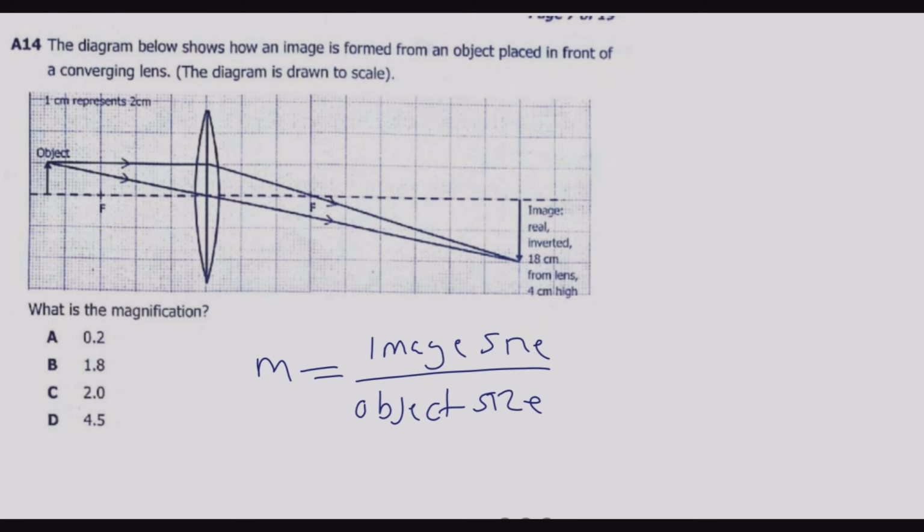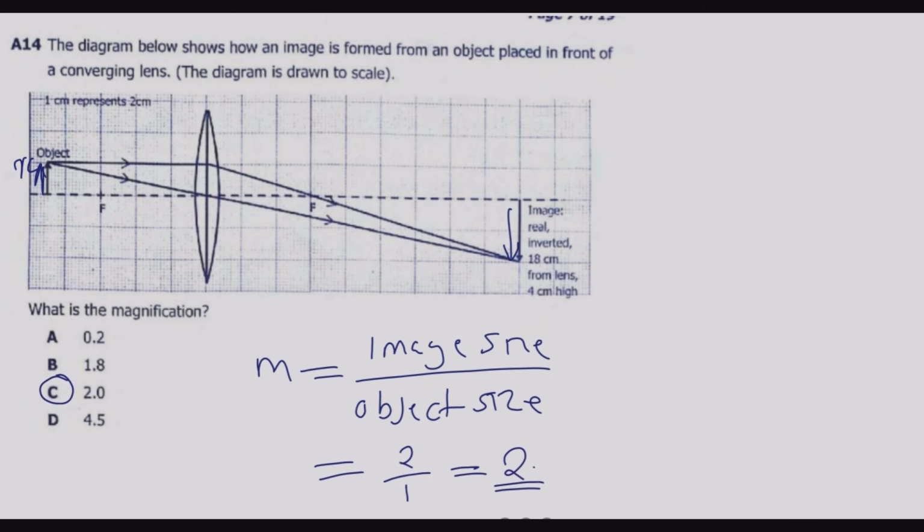So we need to look at the size of the object. Each square is 1 centimeter, so from here to here, this is 1 centimeter. Then the size of the image is 2 centimeters. So we have 2 divided by 1, which is 2 times. So 2 times is the magnification.